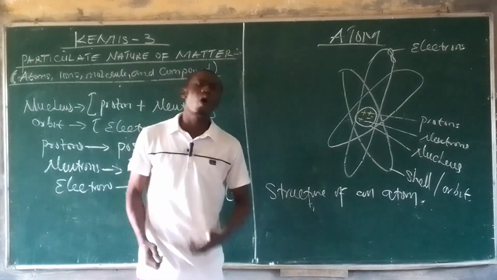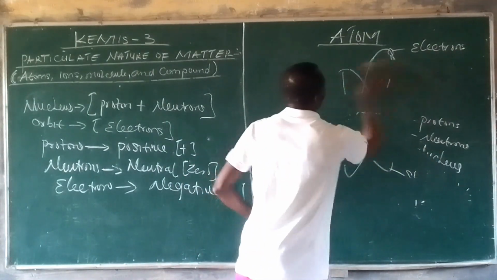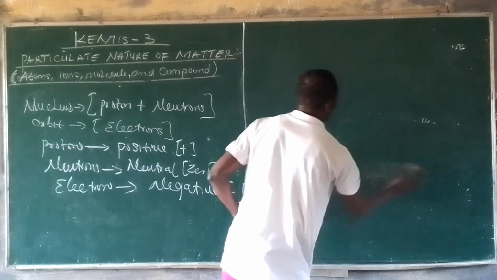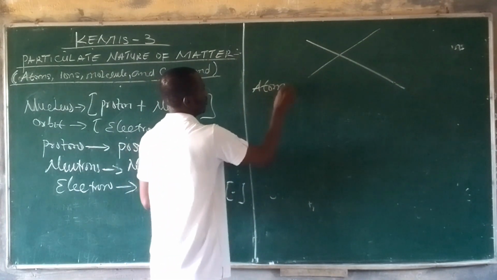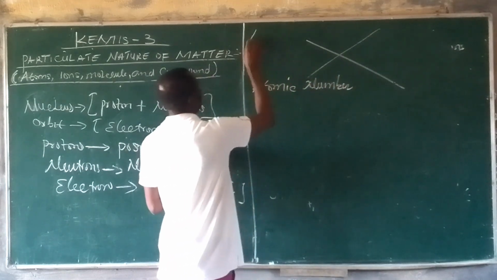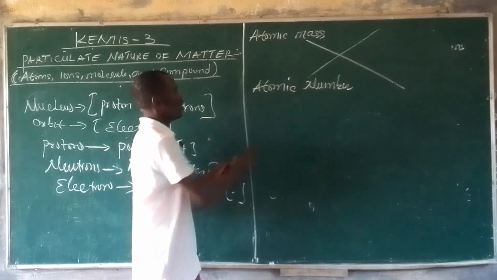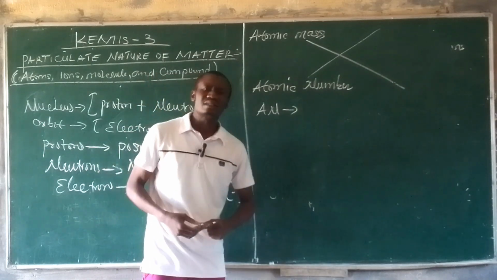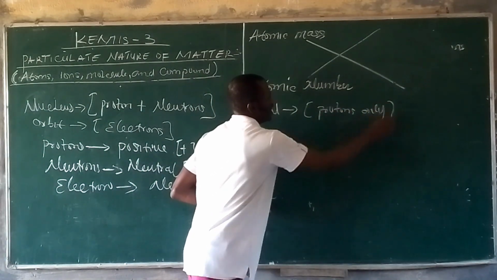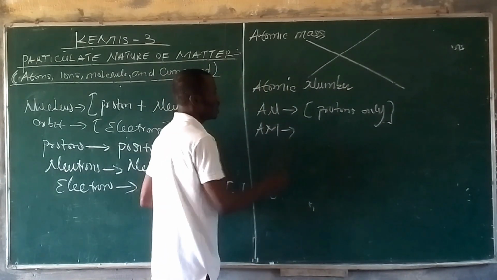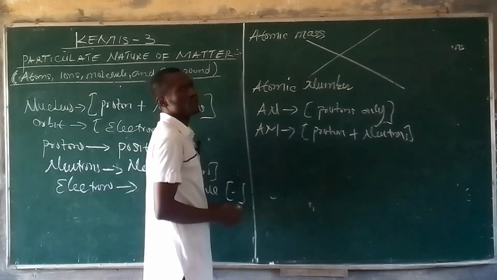Now, we want to see what a particle of an element looks like. A particle of an atom or element will look like this. Let's use this as an illustration. We have the atomic number. We have the atomic mass. This is a typical example of a particle of an element. Now, if you are asked, atomic number is the number of protons only in the nucleus of an atom. Then atomic mass is the number of protons plus neutrons in the nucleus of an atom.